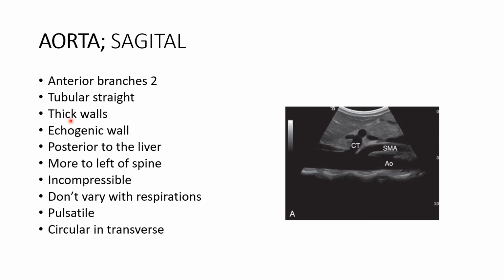As you know, structures we have to scan in both sagittal and transverse. This is a sagittal view of the abdominal aorta, showing two main branches, the celiac trunk and the superior mesenteric artery. The aorta is a tubular straight structure with thick walls, which are echogenic, hyperechoic. It lies posterior to the liver. We can see this is the liver, so it is posterior to the liver.